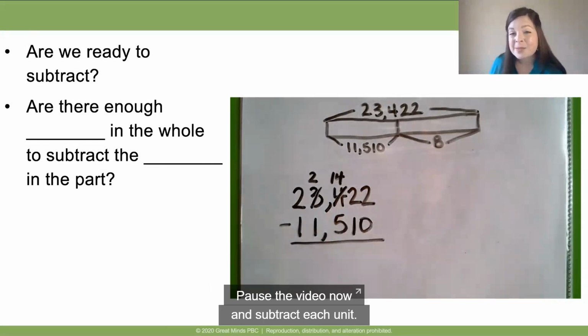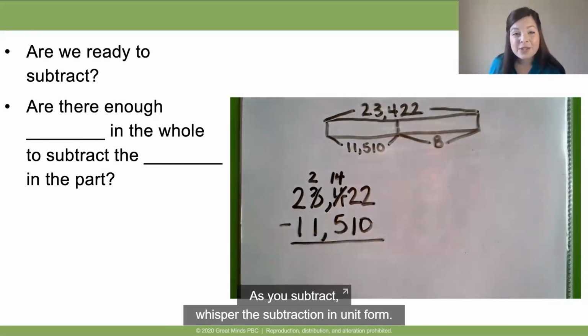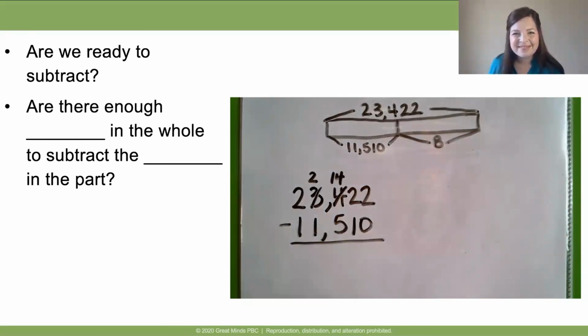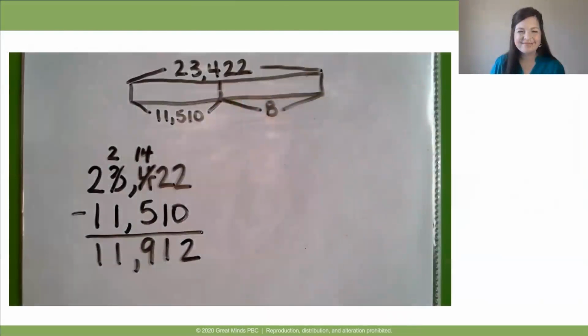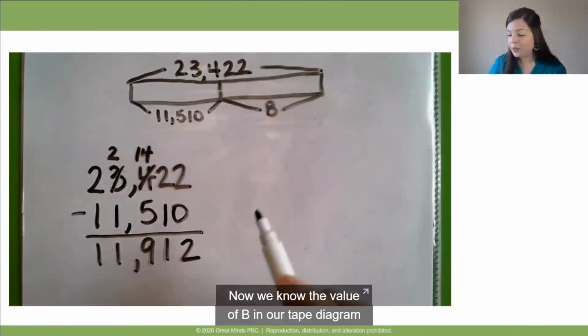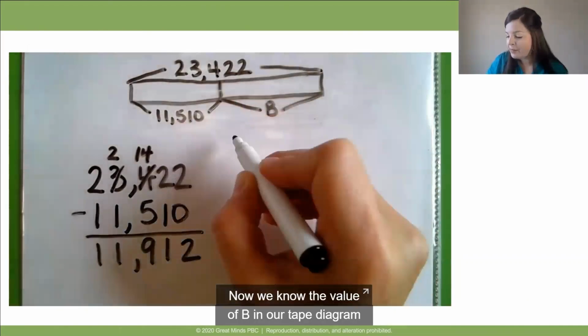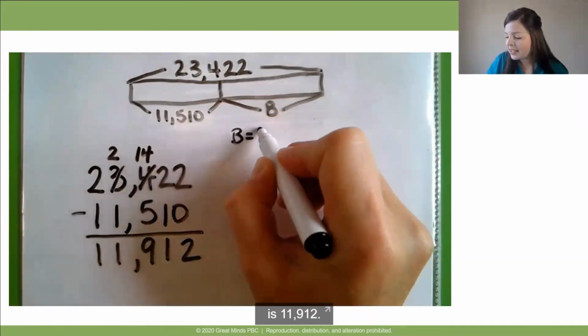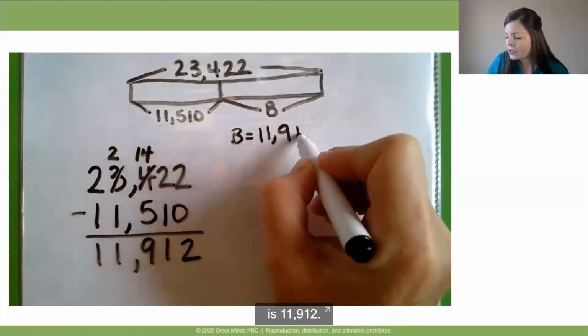Pause the video now and subtract each unit. As you subtract, whisper the subtraction in unit form. Did you find the difference to be 11,912? Now we know the value of B in our tape diagram is 11,912.